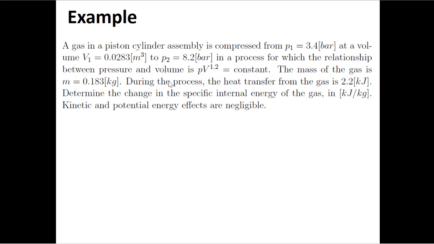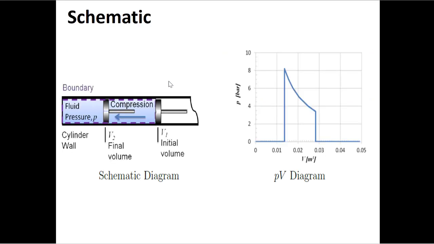During the process, the heat transfer from the gas is 2.2 kilojoules. Determine the change in the specific internal energy of the gas in kilojoules per kilogram. Kinetic and potential energy effects are negligible. So let's do this problem together.